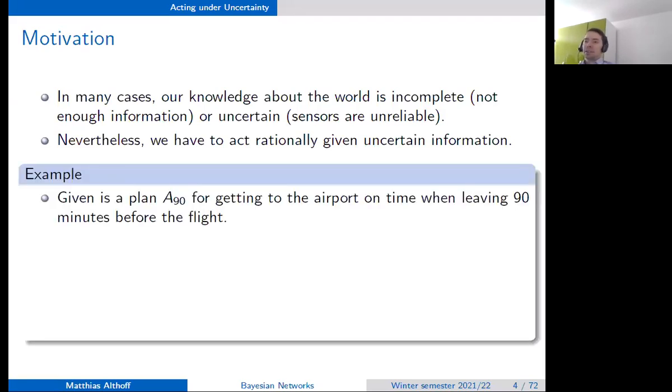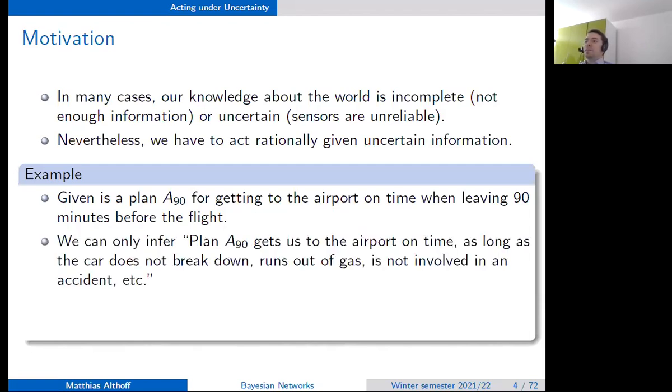So as an example, let's look at the plan A90, which is an abbreviation for leaving for the airport 90 minutes before the flight. So which is a rather good choice if you're flying, let's say, from Munich and you want to reach the airport in 90 minutes. That's usually no problem. Of course, the 90 minutes is before the flight. So if it's not the transcontinental flight, then 90 minutes is a good time.